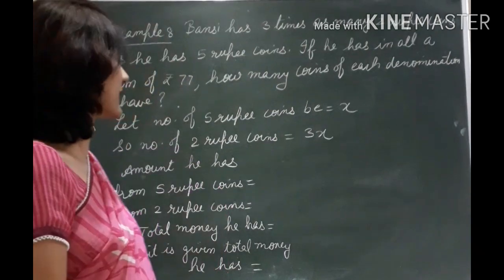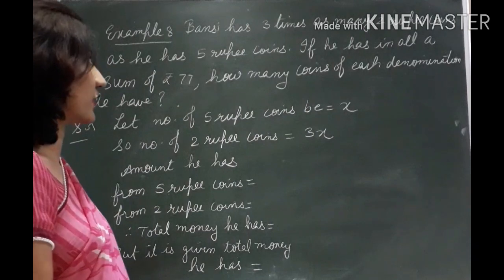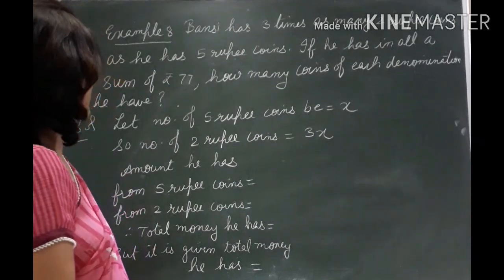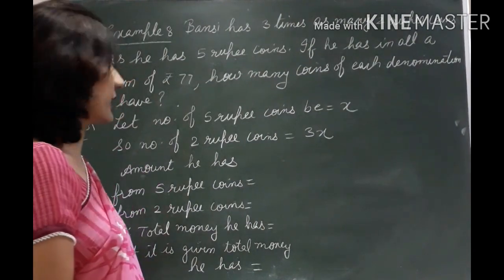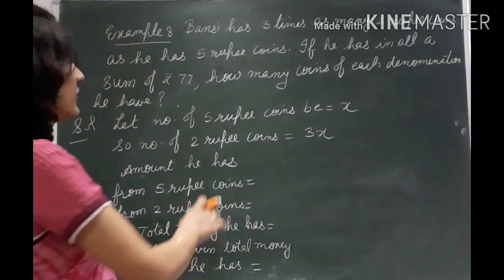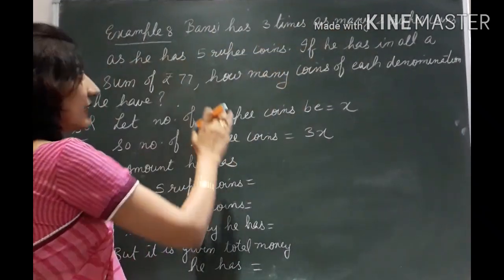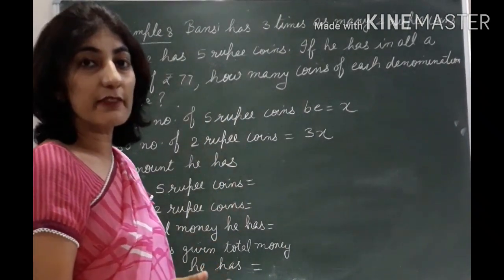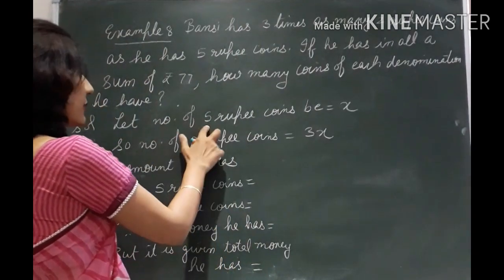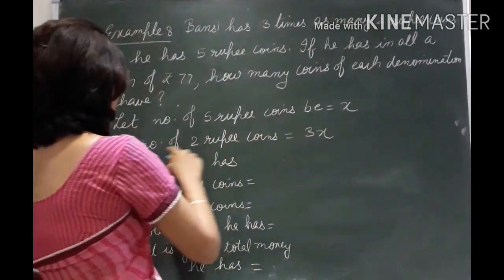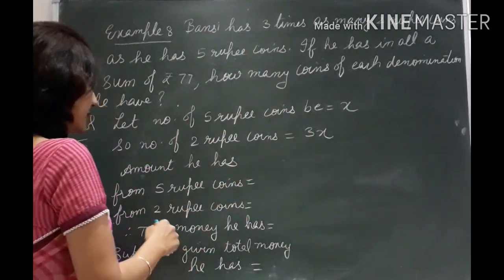Example number 8 is Bansi has 3 times as many 2 rupee coins as he has 5 rupee coins. If he has in all a sum of rupees 77, how many coins of each denomination does he have? See, first condition, Bansi has 3 times as many 2 rupee coins as he has 5 rupee coins. So we have to assume how many 5 rupee coins he has. So I'll write the statement, let the number of 5 rupee coins be x. Then the number of 2 rupee coins are 3 times, so it will be 3x.